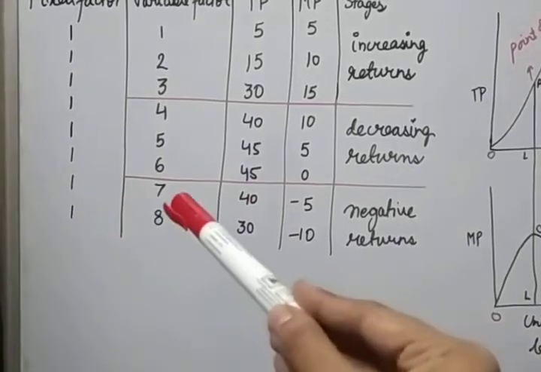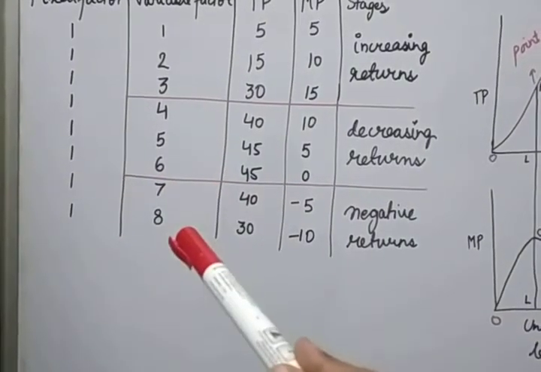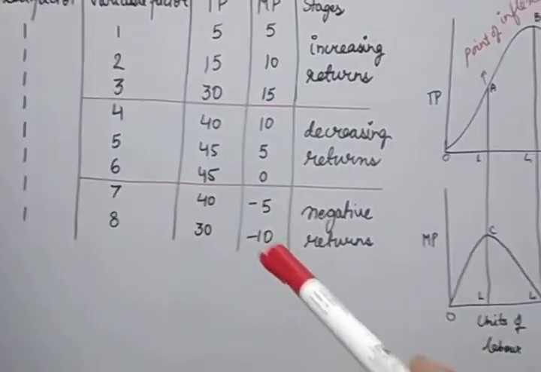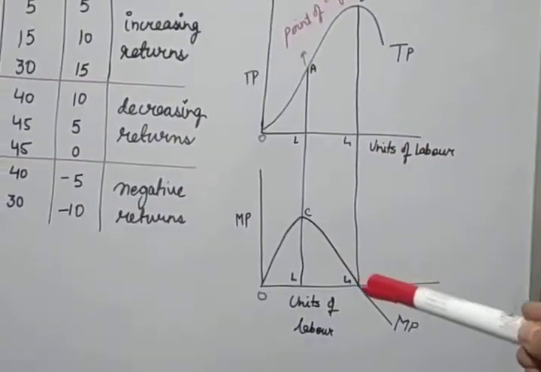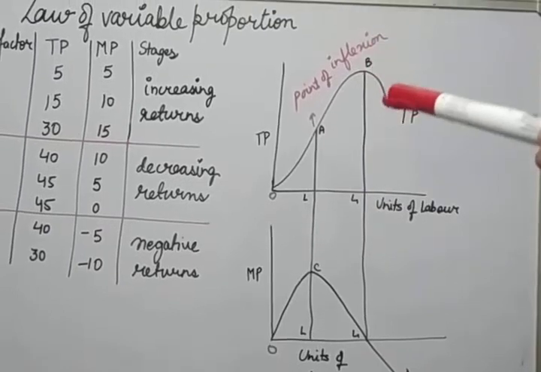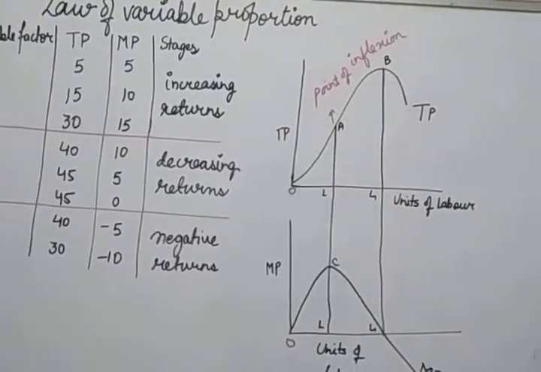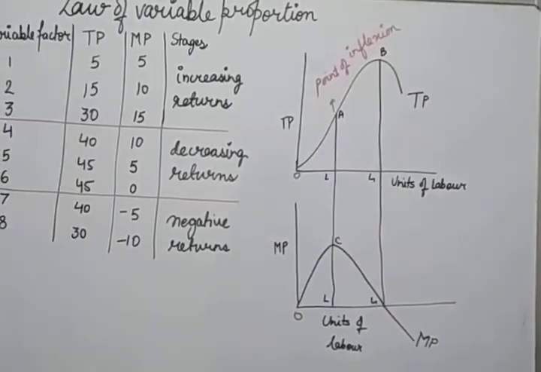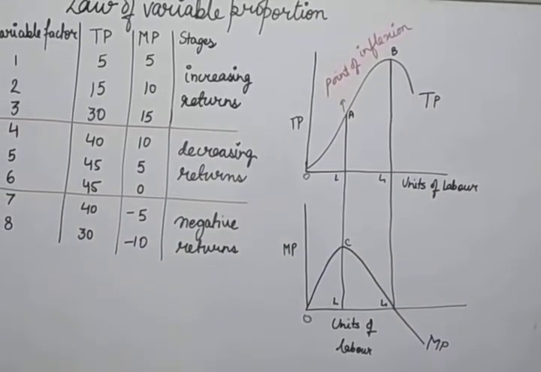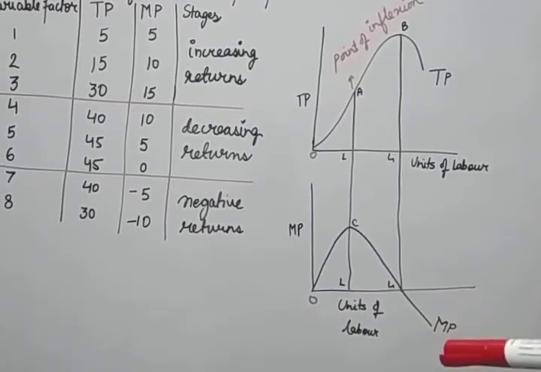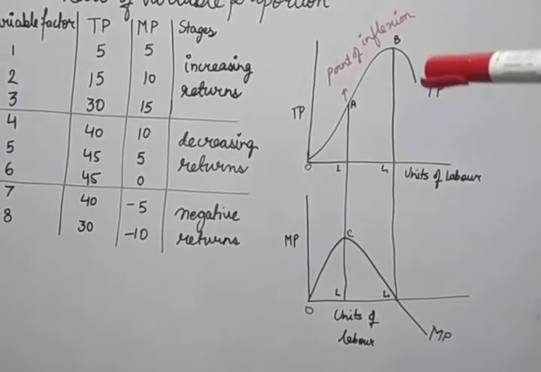Now let's start with the third stage, negative returns. Fixed factors and variable factors, 7th unit and 8th unit is hired. TP starts declining and MP becomes negative. In the diagram also you can see MP becomes negative. TP also starts declining after the maximum point. So now in this stage, increase in the units of the variable factor renders MP negative and TP starts declining.